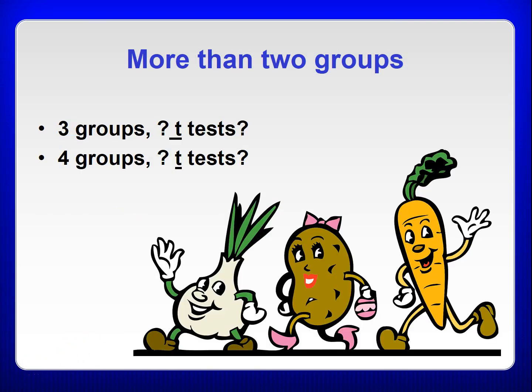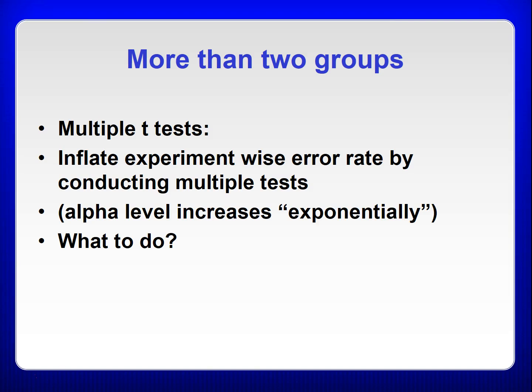If we have more than two groups, for example, if we have three groups, how many t-tests are needed? Do we run 3 t-tests? If we have 4 groups, how many t-tests are needed? Do we run 6 t-tests? What would happen with multiple t-tests?